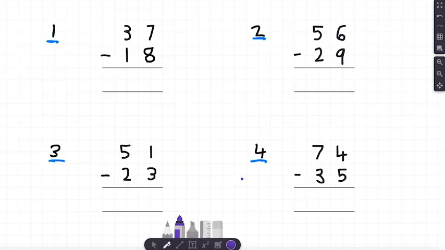Right, so now it's your turn. Here are 4 more column subtraction questions that involve regrouping or exchanging. Have a go at these and we'll go through the answers next.